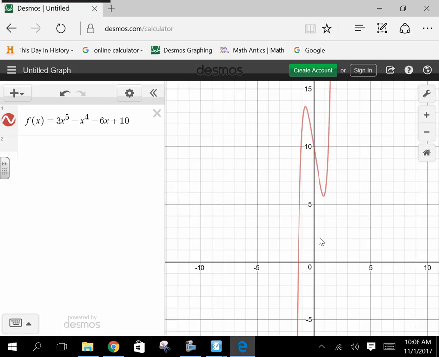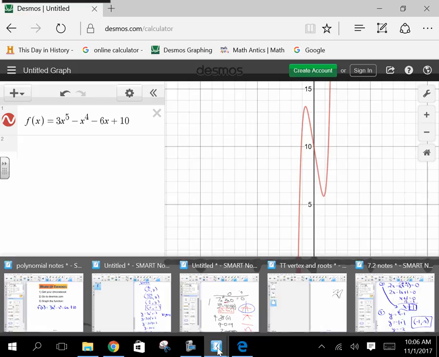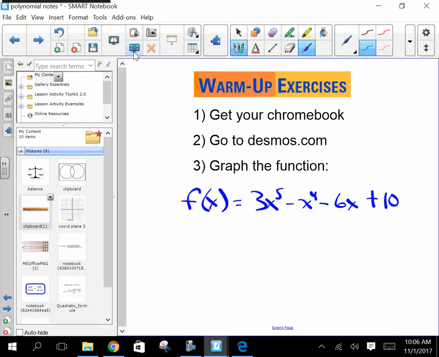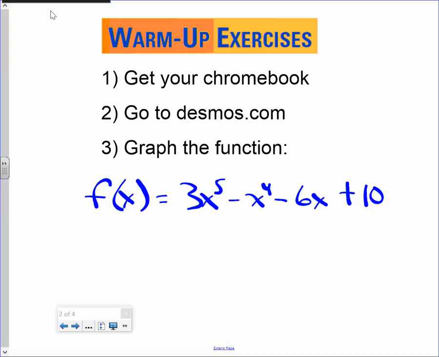Now, I'm going to pass out a piece of graph paper. But before I do that, on your note paper, or actually on your warm-up paper, even though you don't have any warm-up paper, get a piece of paper out. Better yet, let me pass out the note guide. Just write the function f of x equals 3x to the 5th minus x to the 4th minus 6x plus 10. Go ahead and write that function on the back, just on the top.